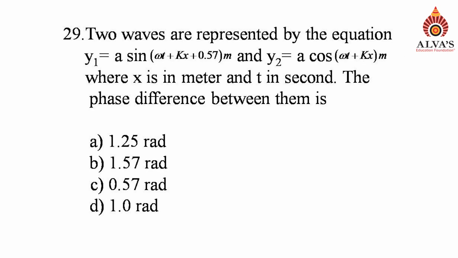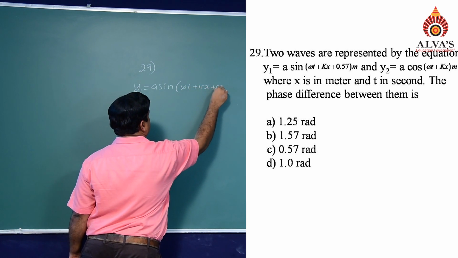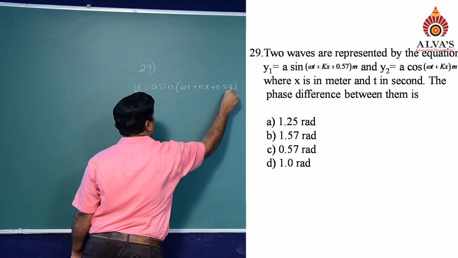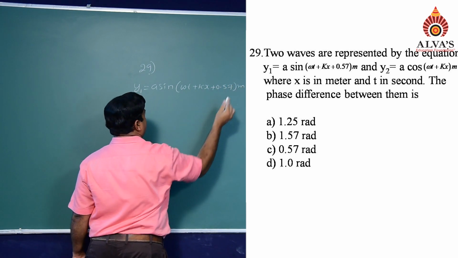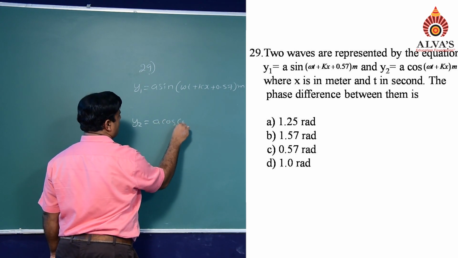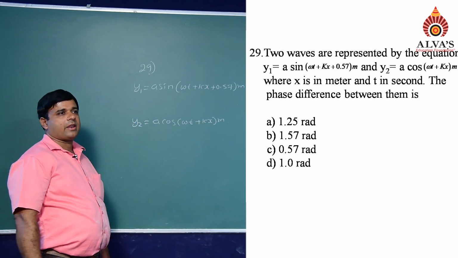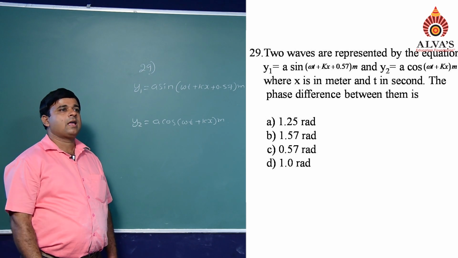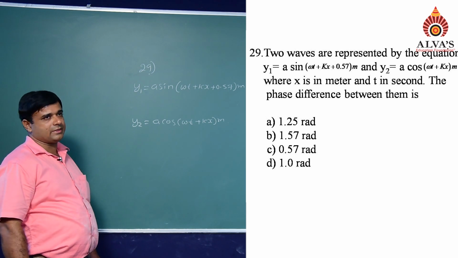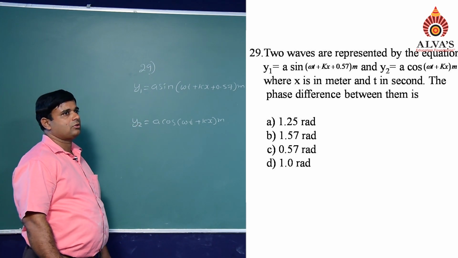Two waves are represented by the equation y1 equal to A sin(omega t plus kx plus 0.57) meter and y2 equal to A cos(omega t plus kx) meter, where x is in meter and time is in second. The phase difference between them is. So, two equations are given. You have to find out the phase difference of the two waves.